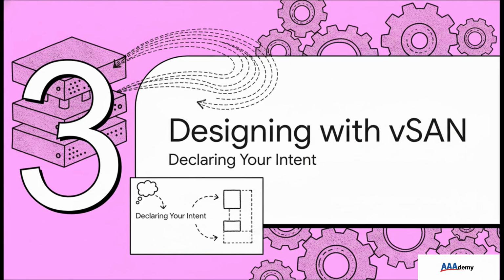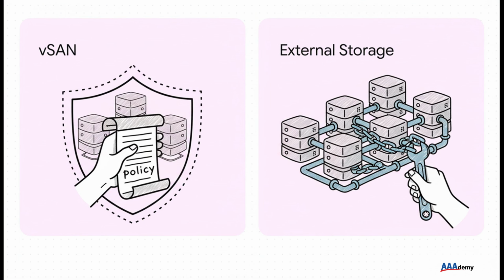Okay, let's get a bit more specific. First up, vSAN. When you're designing with vSAN, the mindset is fundamentally different from traditional storage. It is all about declaring your intent. Think of it this way. With vSAN, you basically tell the system what you want. You create a policy that says, hey, this workload here needs to survive a host failure, and it needs to maintain this level of performance. Then the system figures it out. But with external storage, you are responsible for making sure every single component in the chain, networking, access paths, is perfectly consistent to get that same result. Two totally different ways of thinking.